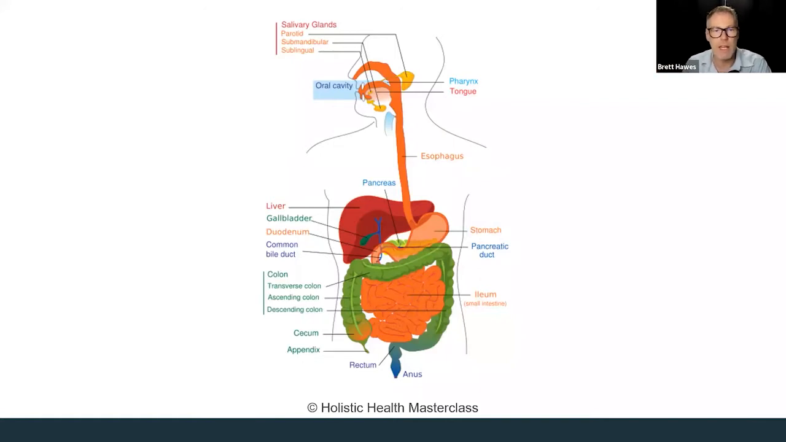Now, of course, if there's any problems higher up, for example, I'm not chewing my food properly, that is going to have a cascade effect going down, and it's going to put pressure on the stomach, which will then put pressure on the gallbladder, the pancreas, et cetera, et cetera. All right. So it's always important to just sort of look back up the chain.